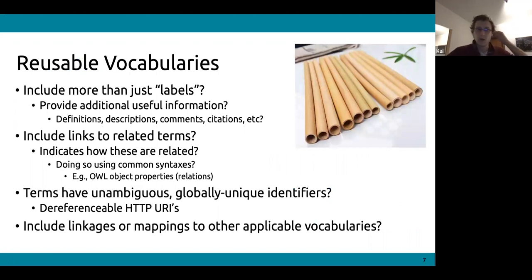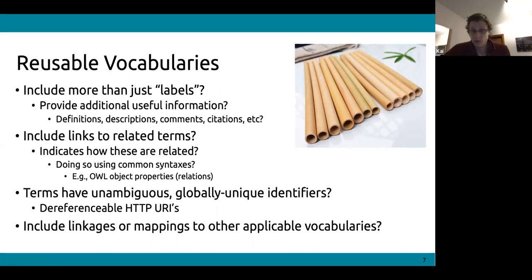Reusability in vocabularies. Does it include more than just labels? Do they include other additional useful information: definitions, descriptions, comments, citations, mappings, etc.? Do they include links to relevant terms? Or do they include how these things are related?